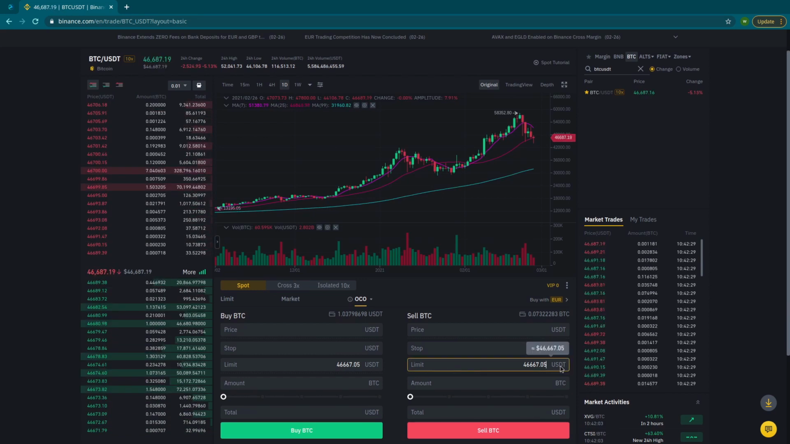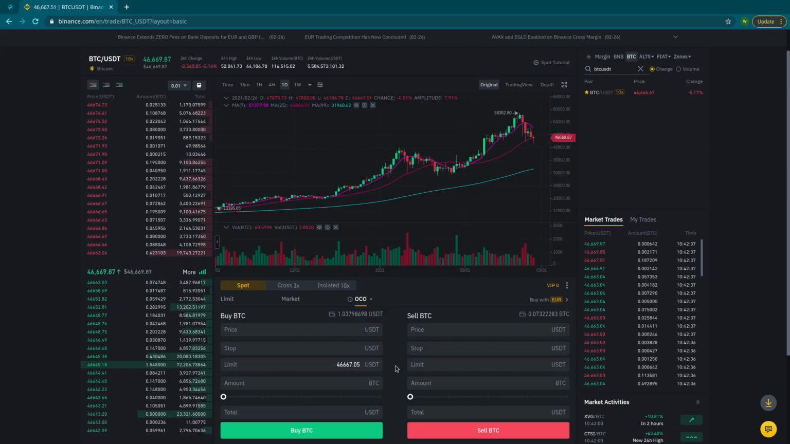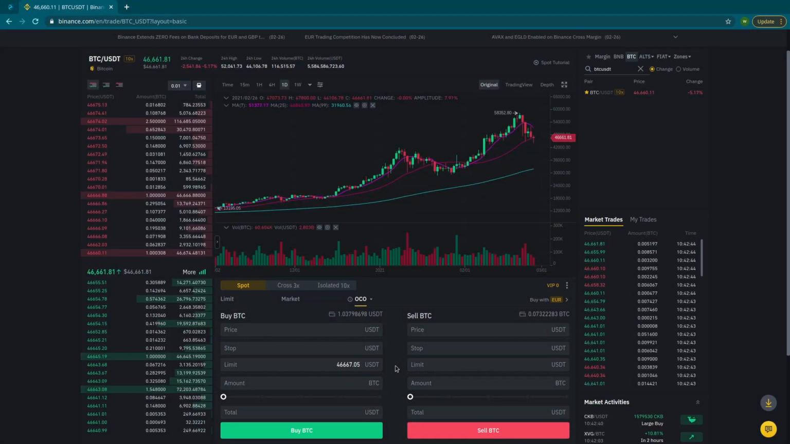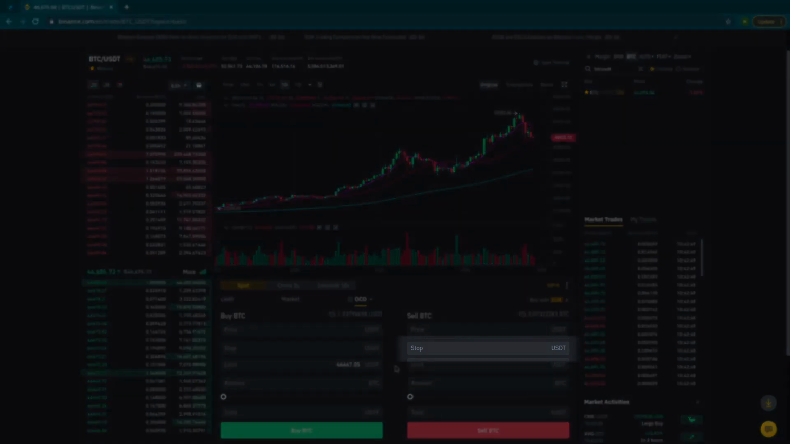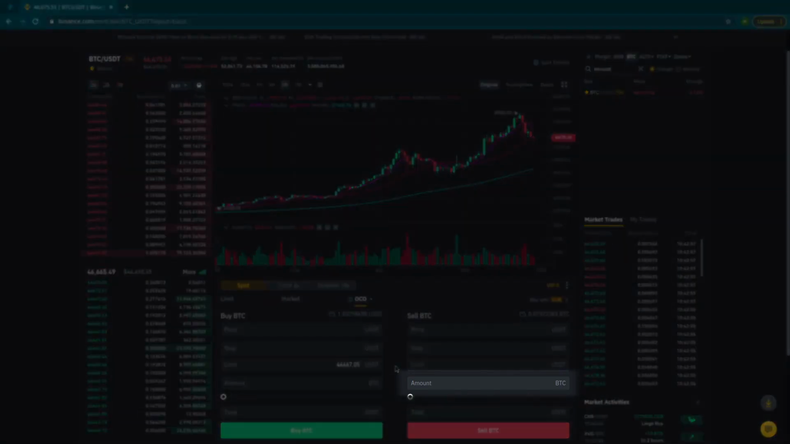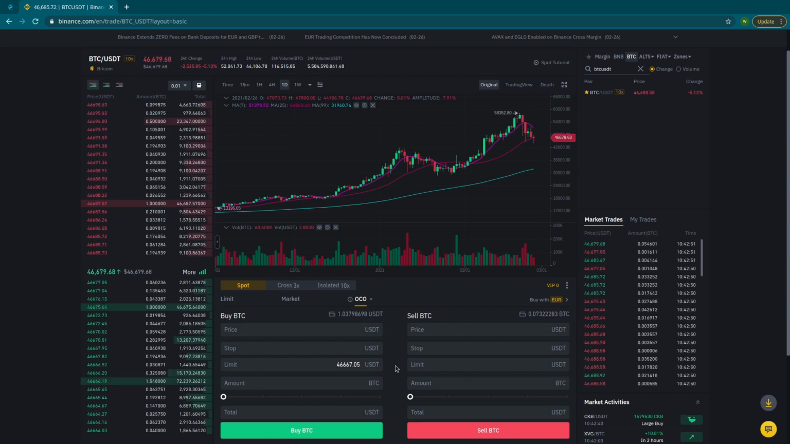Let's have a closer look at the structure of the OCO order. We have price, stop, limit, amount, and total, where price is where we take our profits. Limit is the price at which we will sell Bitcoin in case the stop loss gets activated. Stop is the price at which we cancel the take profit order and place the stop loss order instead. Amount is the amount of BTC you want to sell, and total is the total amount of USDT you are going to get once the order is filled.